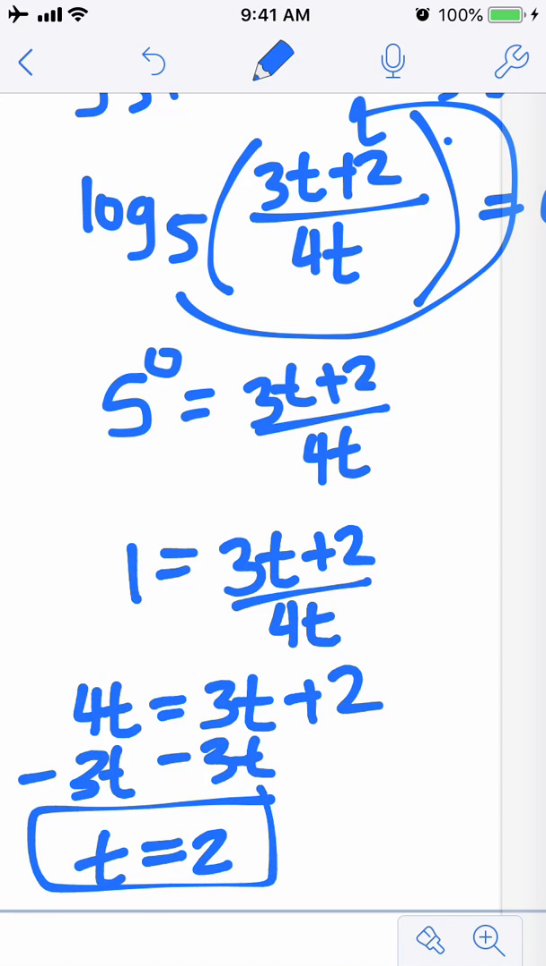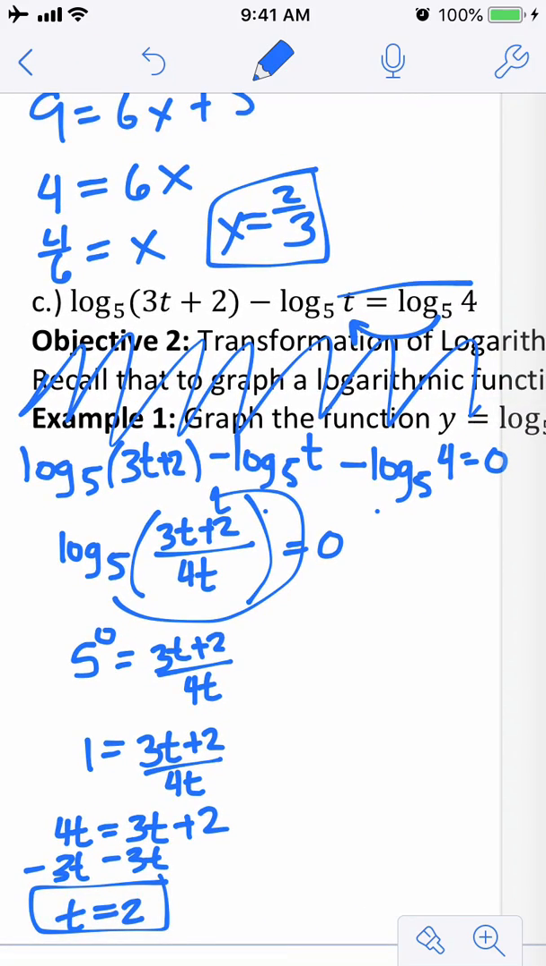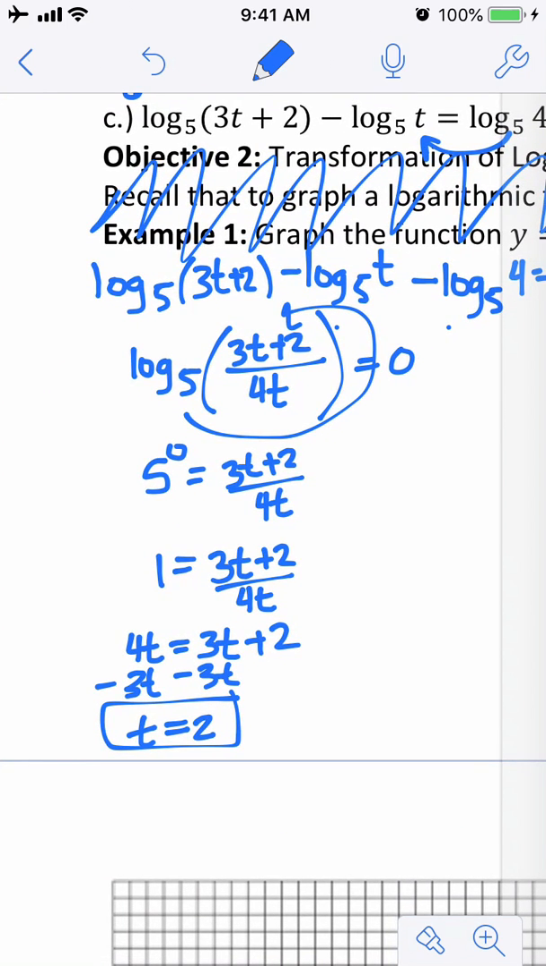Ta-da! Hooray! We did it! We took something that looked like a nightmarish problem up here, and we figured out t equals 2. Awesome. It didn't equal some crazy complicated expression. It equaled 2. So these can be done, okay? Don't give up.